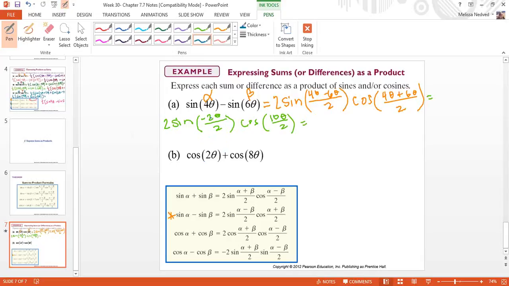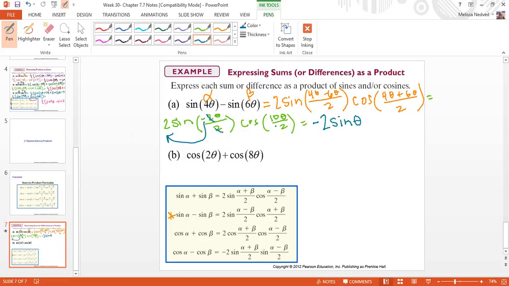If I look at my first angle here, negative 2 theta over 2, my 2's are going to cancel, so I'm left with just negative theta inside my angle. And we know it's never simplified with a negative angle. Since sine is odd, we're going to go ahead and pull that negative out front. So I can simplify my first portion by saying negative 2 sine of theta.